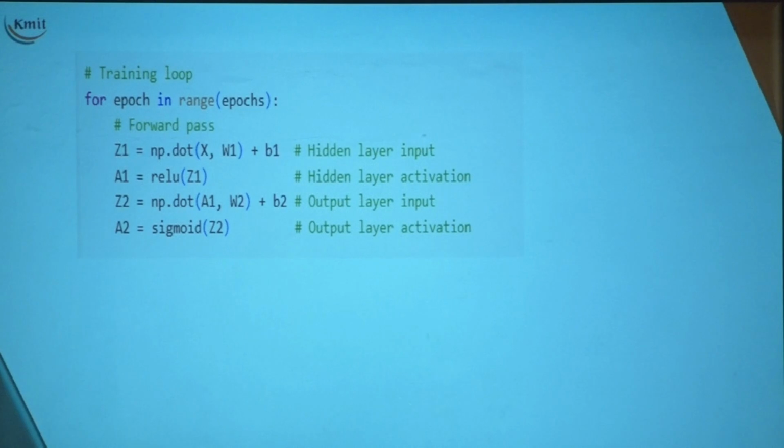Z1, A1, Z2, A2. What is Z1 written as? Summation of Wx plus B. How do we do the summation using dot product? So np.dot of what? X, W1 plus B1. What is A1? ReLU of Z1. What is Z2? np.dot of what? A1 comma W2 plus B2. What is A2?